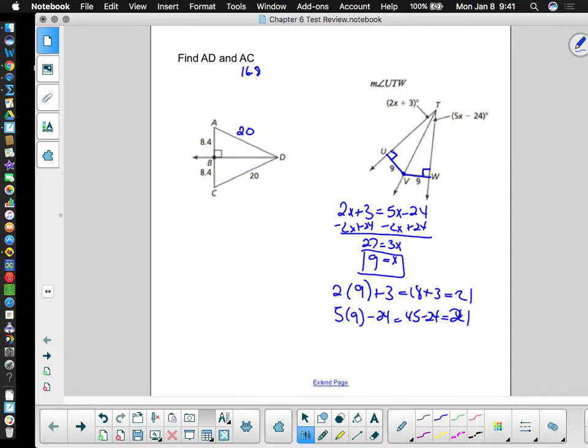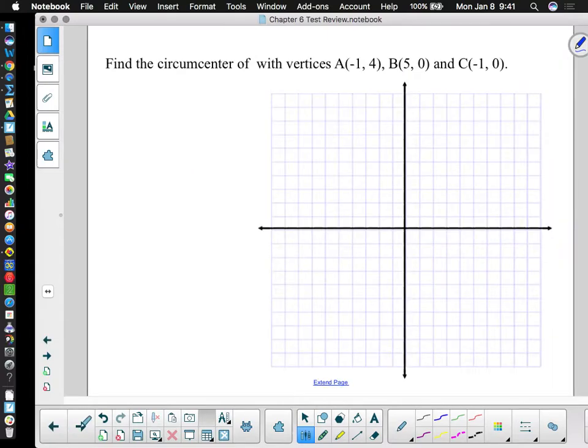And so the total measure of angle UTW is 42 degrees. 21 and 21, 42. So there's my 42 and we're set. So it's a little bit extra there. Still not difficult, something we've done all year. But again, answer the question that's asked. It doesn't mean you don't have to find x first. But when you're done, make sure your final answer matches the question.